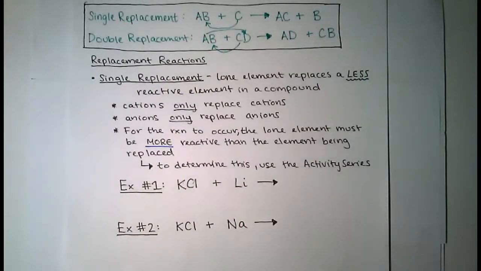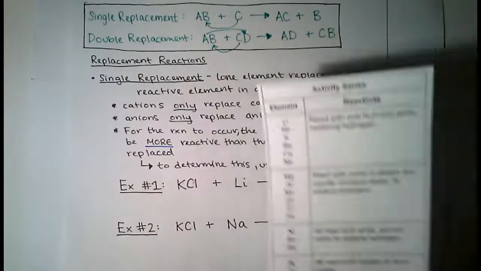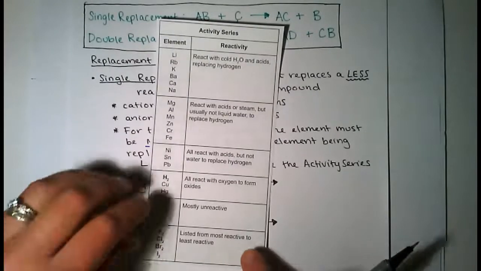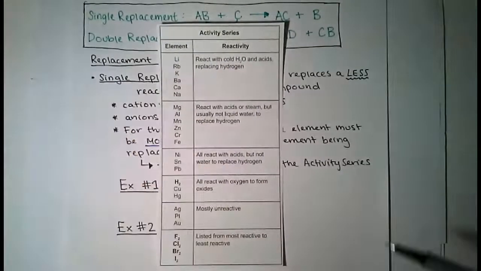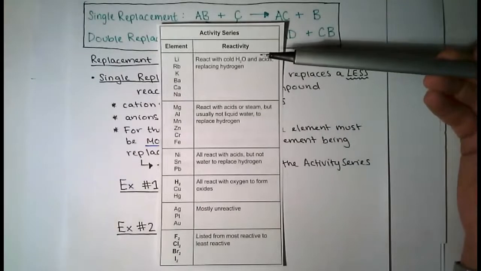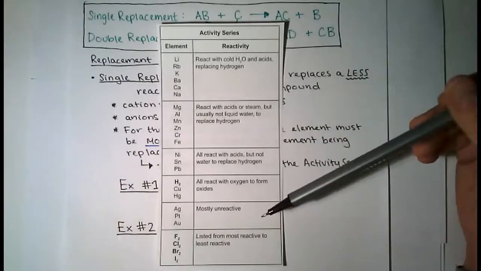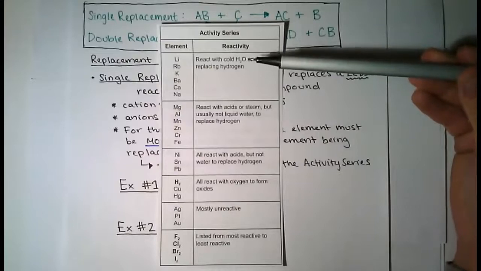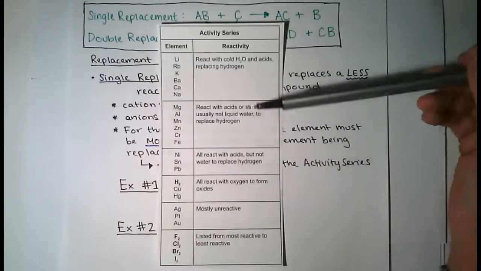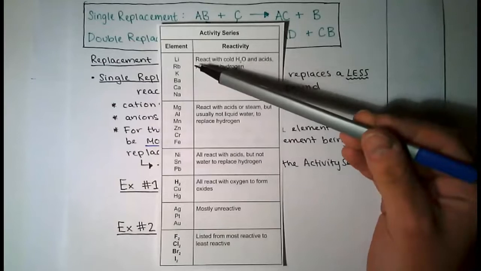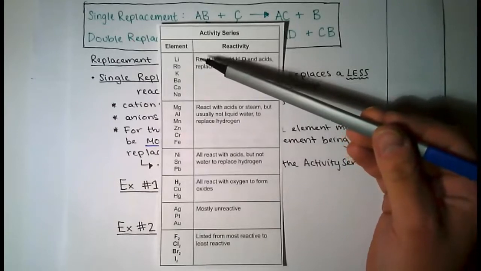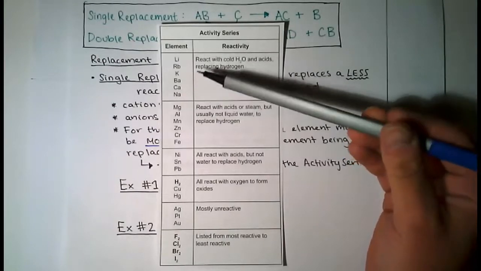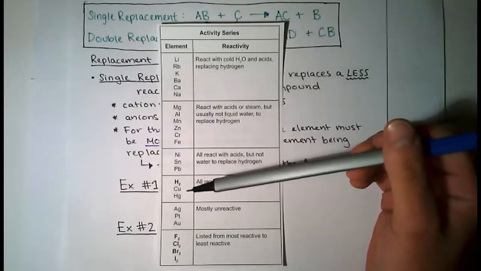And to determine whether or not something is more reactive, we look at something called the activity series, which you will get on your test. So this is the activity series that you will have, and it just shows the order of elements by reactivity. So something that's closer to the top is more reactive than things below it. So for instance, lithium is the most reactive element on the activity series in the cations portion.